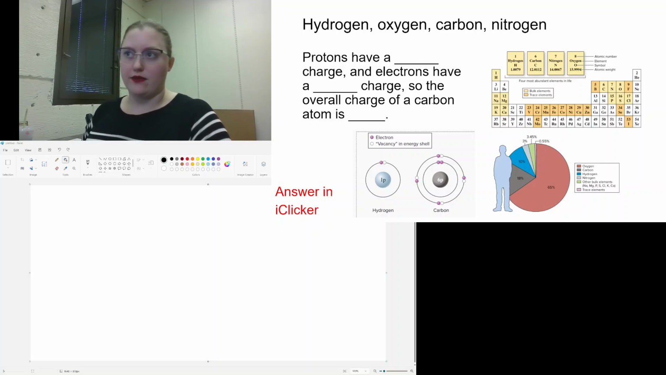So let's think about this for a second. Protons have a what charge? Electrons have a what charge? And then, given those 2 facts, what is the overall charge of a carbon atom?